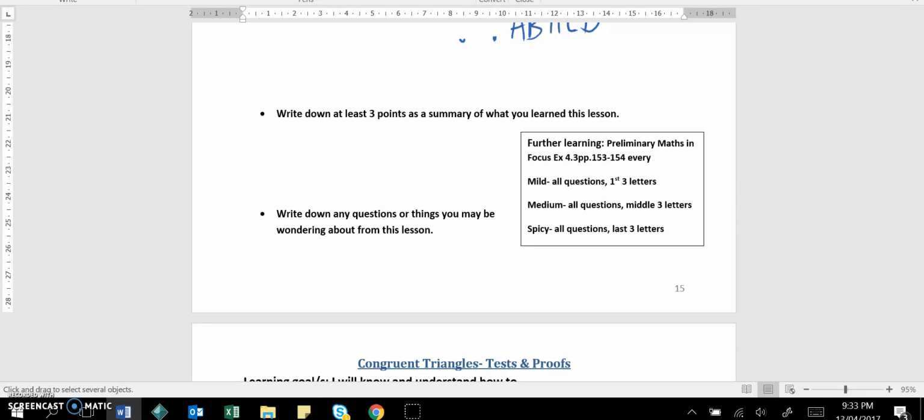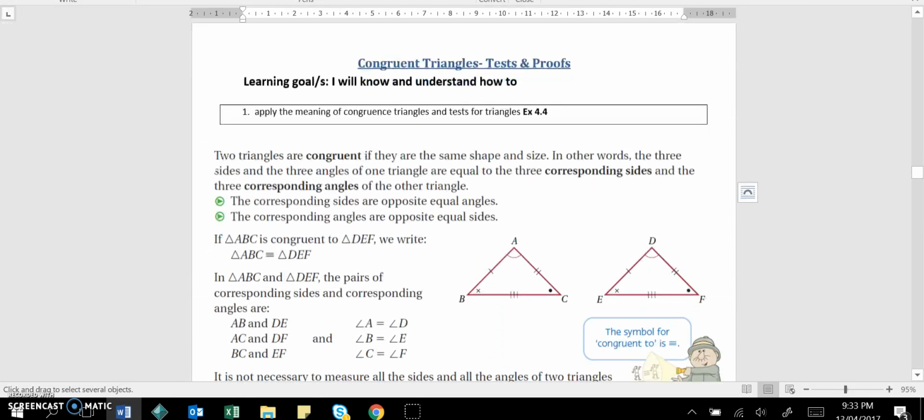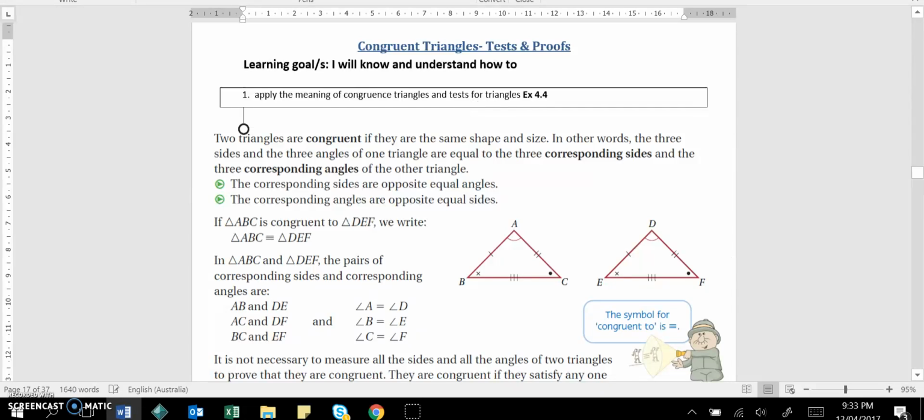Okay, so this lesson is going to be looking at congruent triangles and just revising some of the tests and proofs for that. You need to be able to apply the meaning of congruent triangles and tests. And this is looked at in exercise 4.4.